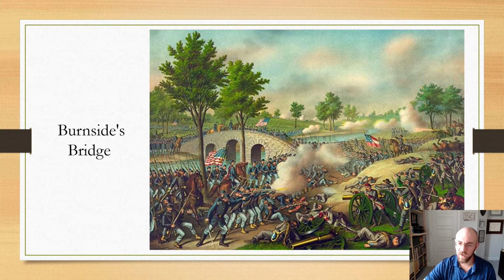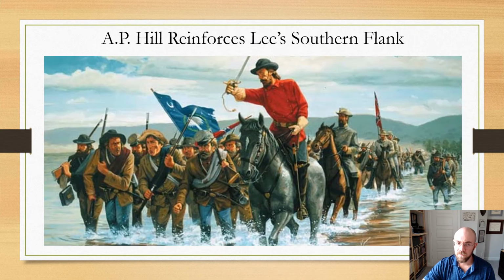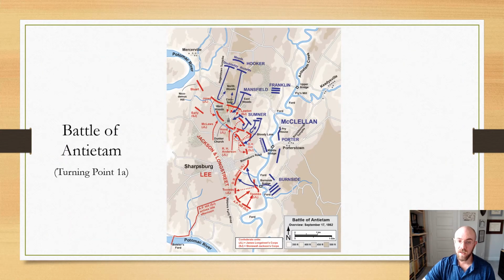And after a hard fight, right as Burnside's men were about to capture the enemy position, Confederate reinforcements arrive. A.P. Hill's troops arrive and begin fighting. And they're able to push the Union back, and this turns into a huge bloodbath, and it does not go well for the Union. Now, by the end of the day, McClellan's army has been pushed back at every point. Lee's army has held their ground at every point.